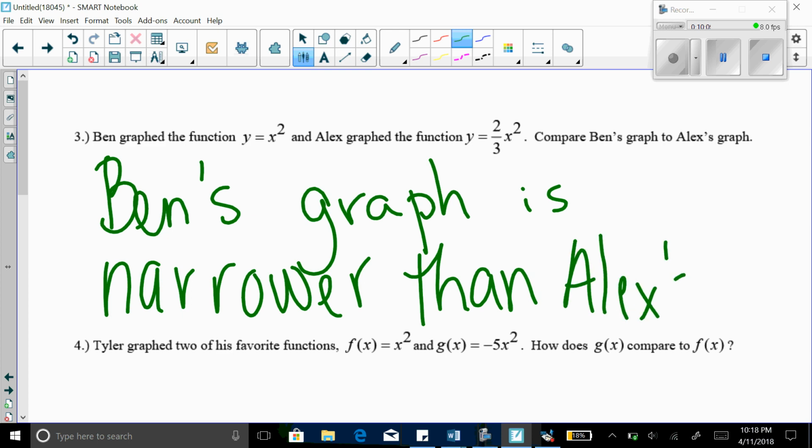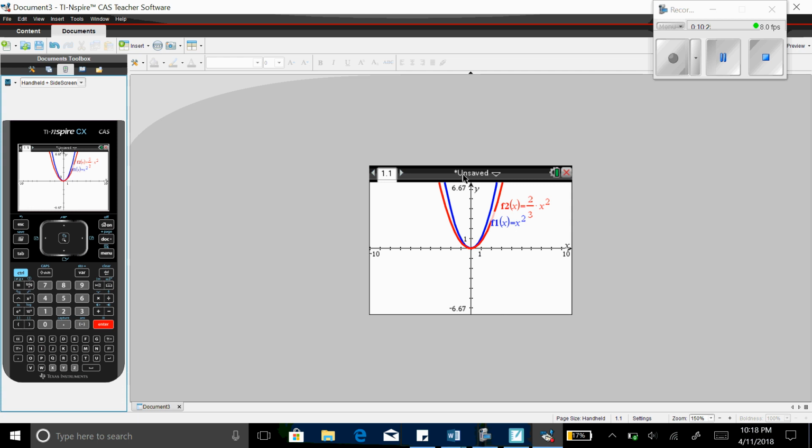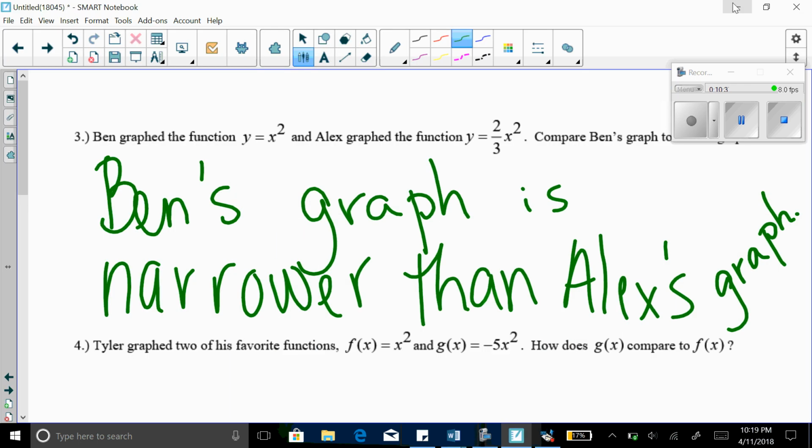And this is hard only because of the reading, but we'll make sure that you guys get this read if you get your test read. Ben's graph is narrower than Alex's graph, which makes sense. Look at Ben's graph. His is the blue, Alex is the red. So Ben's is narrower compared to Alex's. Give everyone a second to catch up here.